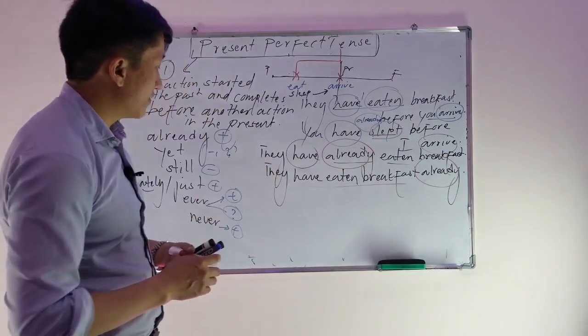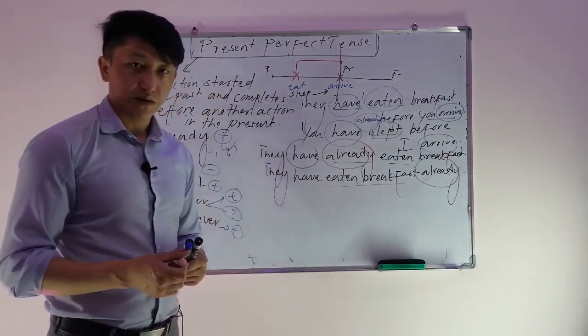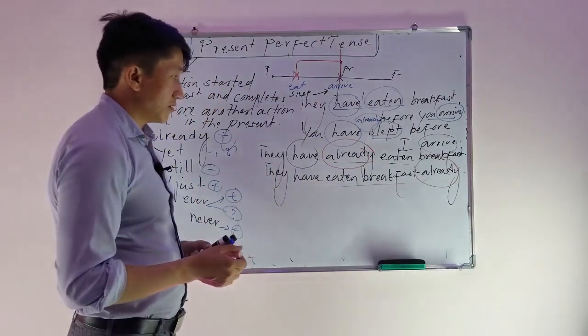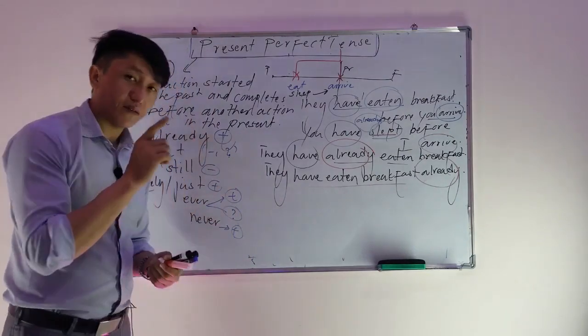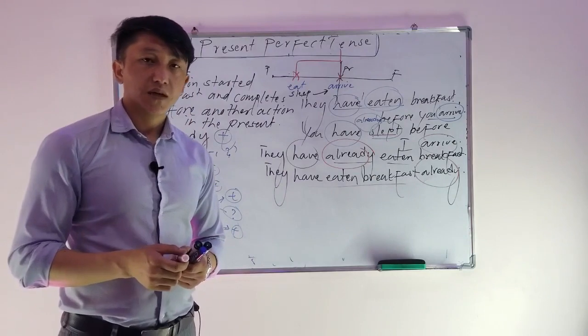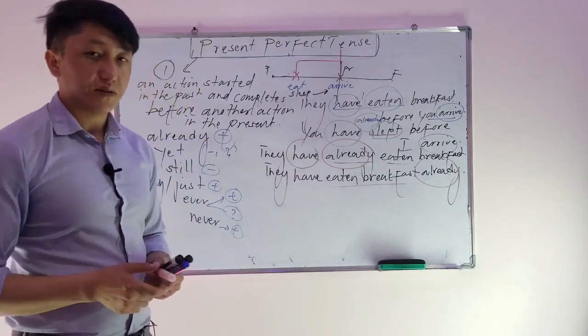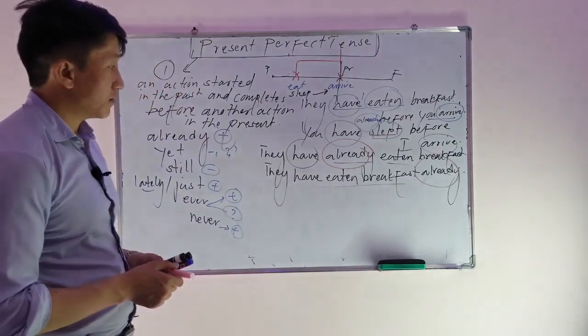So here we don't say, they have eaten already breakfast. What should we say? They have already eaten breakfast. So already has two positions. It can come after the auxiliary verb, before the main verb, and it's mostly used with a positive sentence.